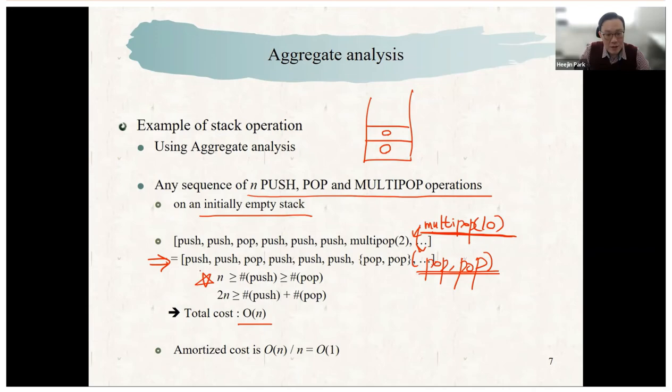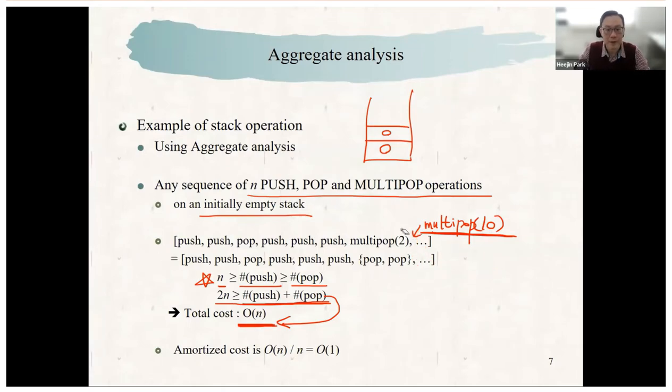We know that in this converted operation sequence, the number of pushes is smaller than n, and the number of pops is smaller than n. So the number of push and pop operations is smaller than 2n. Since each push or pop operation takes constant time, the total cost is big O of n. Look at this: there is no multipop in the converted operations. So it is big O of n.